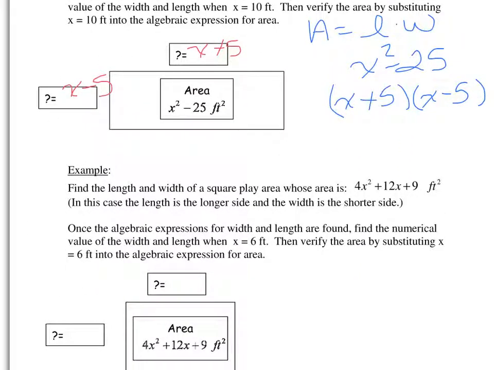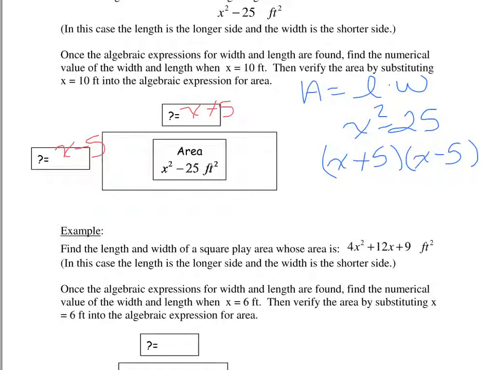Let's try this one. Oh, wait, we haven't finished yet. Once the algebraic expressions for length and width are found, find the numerical value of the width and length when x equals 10. Then verify by substituting 10 into the expression for area. So we just need to substitute 10 in to make sure this times this is actually equal to this.